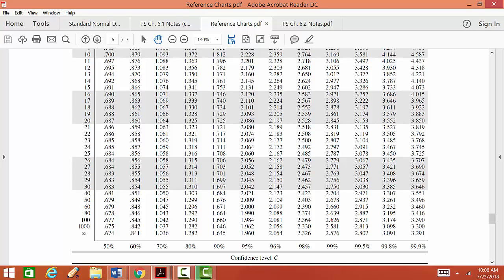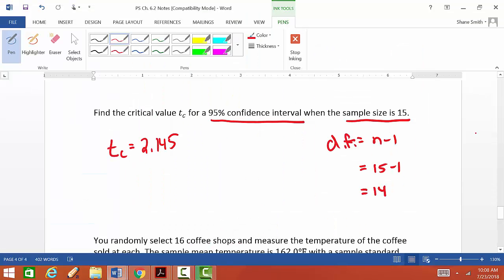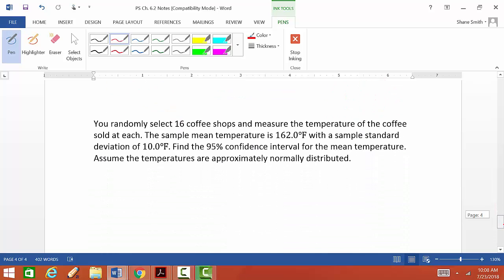So let's actually go through a couple full examples using a t-distribution. So let's talk about coffee.